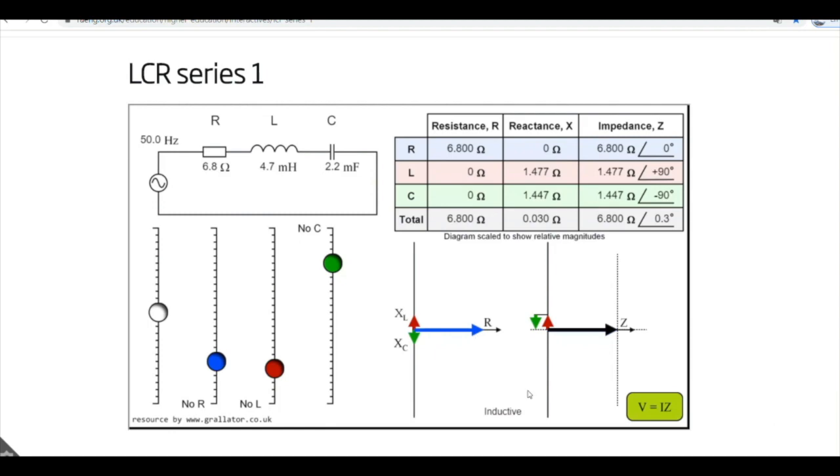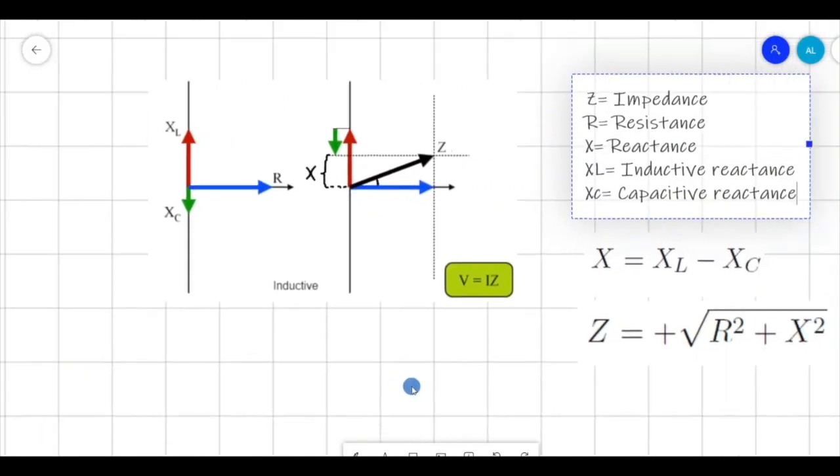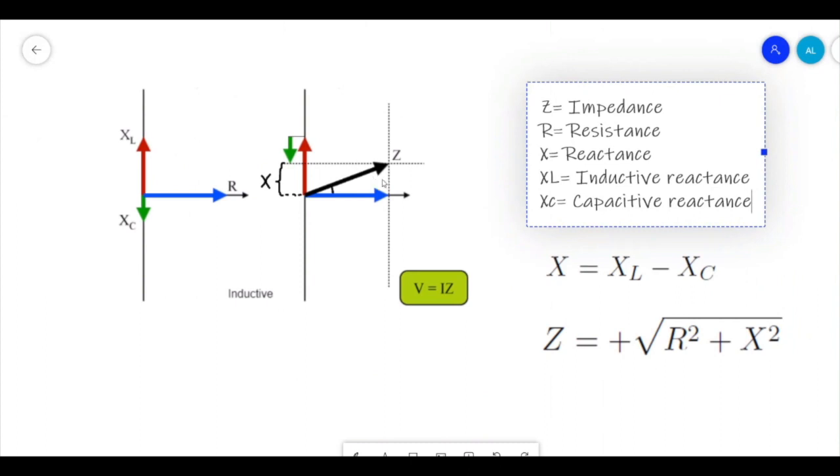Finally, let's take a look at the formulas we need to do the exercise. From this graph, we have to extract that X, the reactance, is equal to XL, the inductive reactance, minus XC, the capacitive reactance, and therefore Z is equal to the square root of R squared plus X squared.